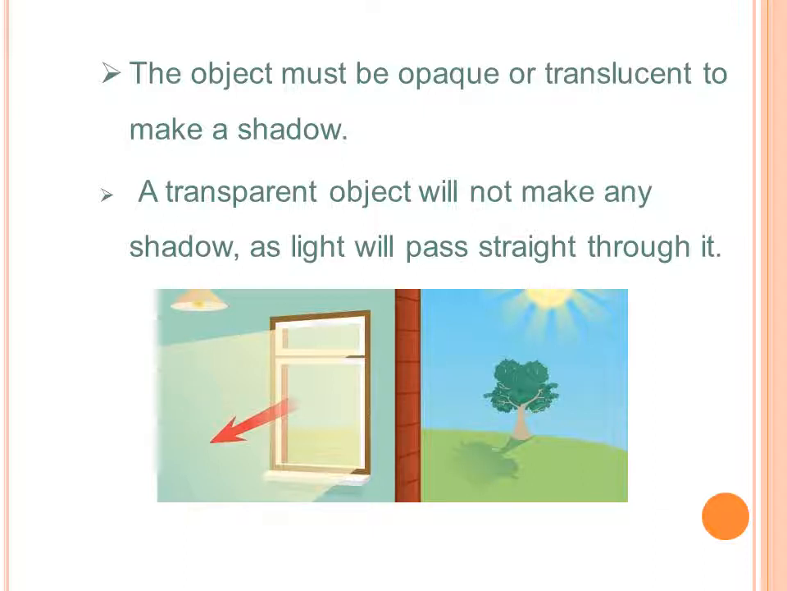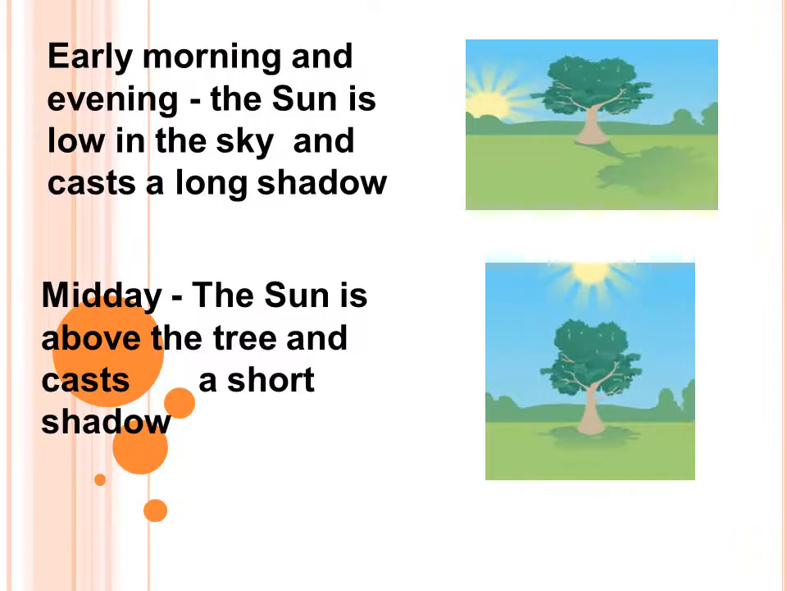Okay, here let's just see. There is no shadow of the window because it has transparent glass. Similarly, on the right hand side, you can see the shadow of the tree because it is an opaque material. Okay, medium or material whatsoever.